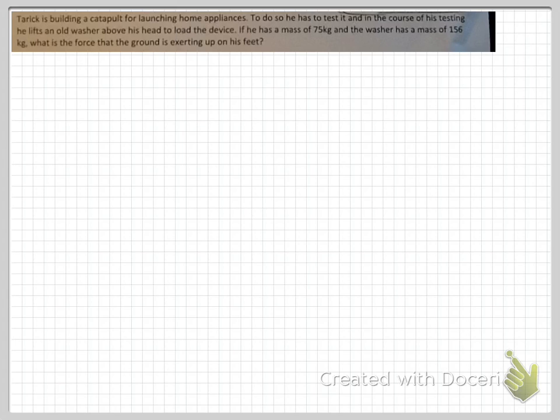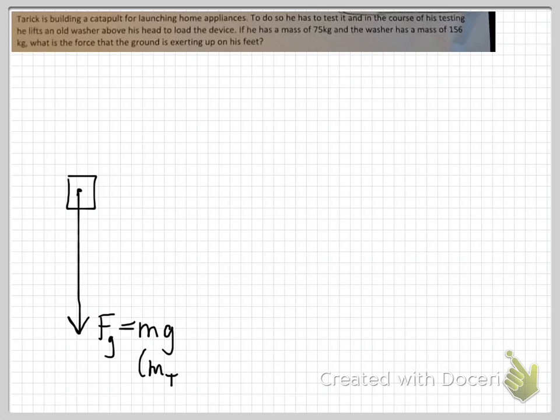Let's start off with our free body diagram. So first off, we have the force of gravity, which we know, of course, is mass times gravity. But in this case, it's the mass of both Tarek and the washer. So we're going to say it's the mass of T plus the mass of W, the quantity times gravity. Now we know that there must be a normal force exerted back upwards on his feet, and that's in fact what we want to find.